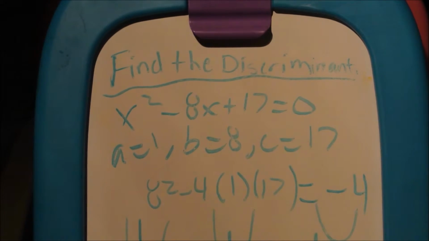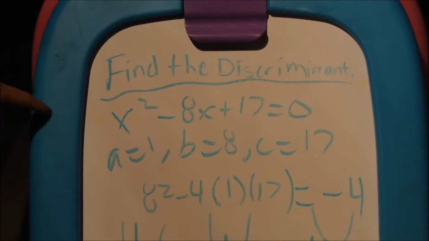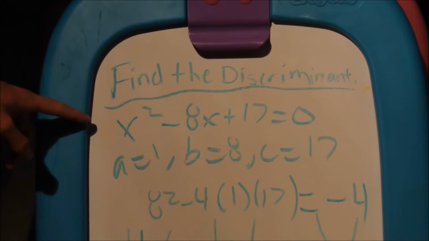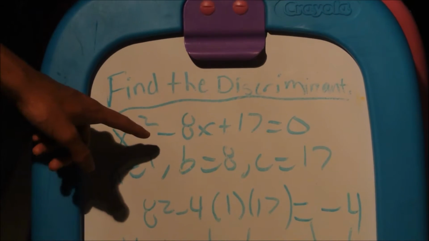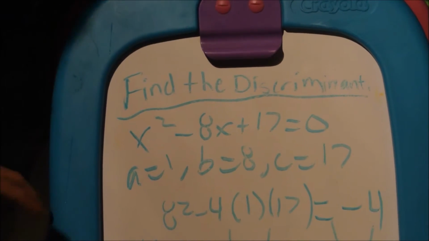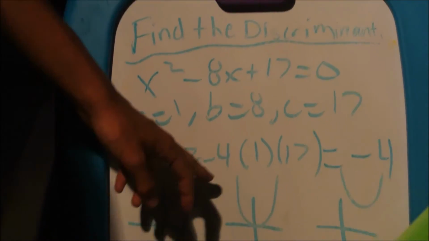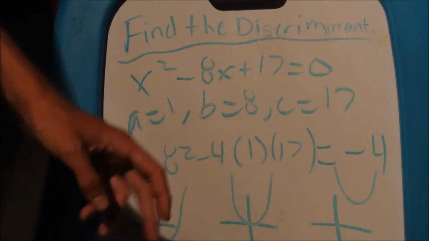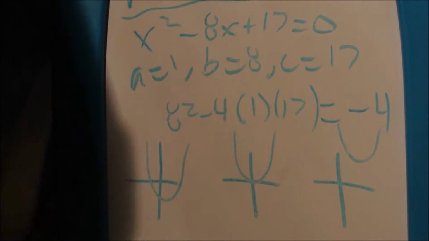Example, find the discriminant. x squared minus 8x plus 17 equals 0. a equals 1, b equals negative 8, and c equals 17. Negative 8 squared minus 4 times 1 times 17 is the discriminant, and that equals negative 4.